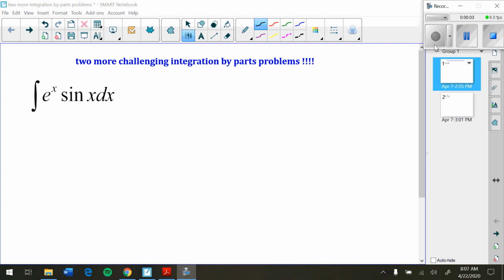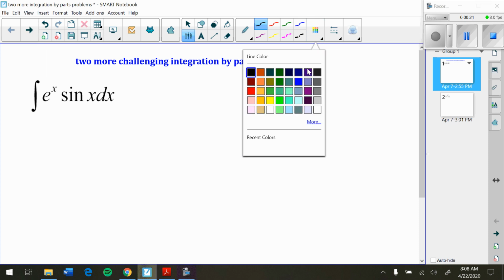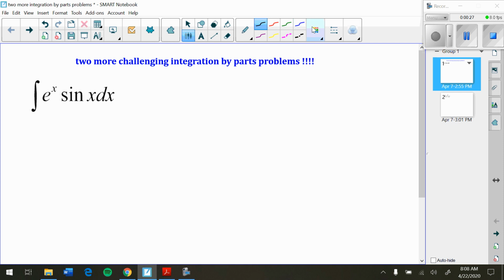Hello, calculus. We have two more. I'm calling them interesting and challenging integration by parts problems. I will start this video by just saying these two problems that we're going to do are a little bit more challenging than I'm probably going to expect you to do on a quiz, but it still is really good for us to practice something that's a little harder. And so please stay with me as we try these two problems.